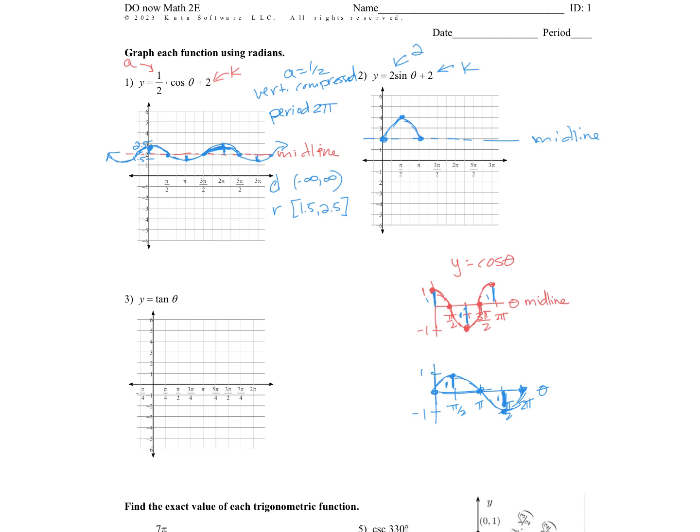At 3 pi over 2, I should be at my minimum, which is 2 units below my midline. And at 2 pi, I should be back to my midline. So these shouldn't look so pointy. It's definitely a curve. Sorry, I'm drawing with this Apple pencil. And so that is one period.